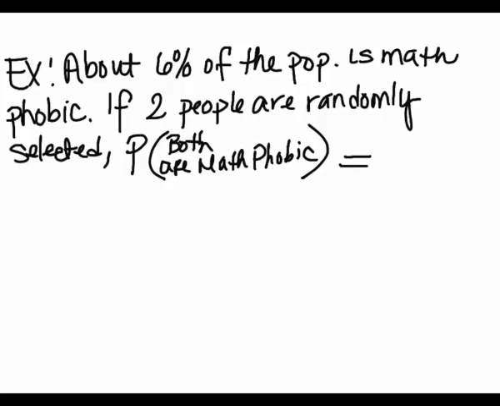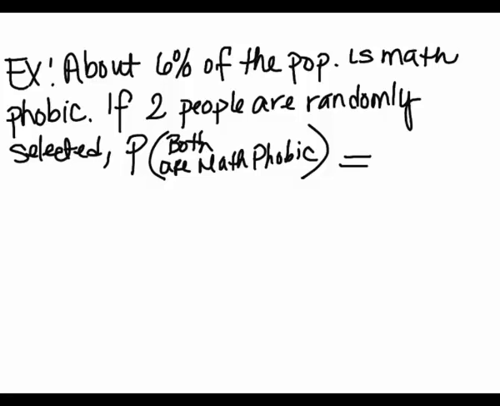Okay, let's look at this problem. About 6% of the population is math phobic. Now, most of y'all are probably like, it's way more than 6%, Mrs. Healy. But just for the argument of this problem, about 6% of the population is math phobic. If 2 people are randomly selected, what's the probability that both of them are math phobic?